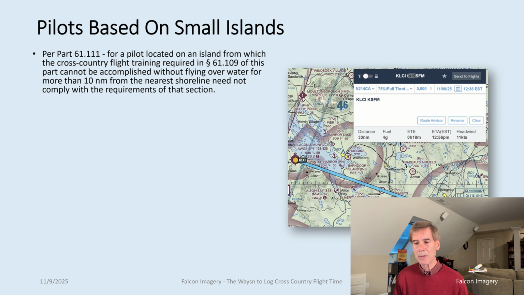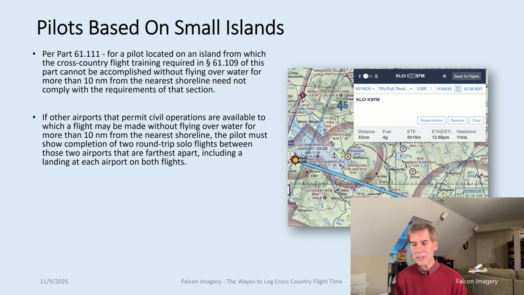Then we have pilots based on small islands, let's say St. Thomas, Virgin Islands, or something like that. So per Part 61.111, for a pilot located on an island from which the cross-country flight training required in 61.109 of this part cannot be accomplished without flying over water more than 10 nautical miles from the nearest shoreline, they need not comply with the requirements of that section in order to get their pilot's license. If other airports that permit civil operations are available to which a flight may be made without flying over water more than 10 nautical miles from the nearest shoreline, the pilot must show completion of 2 round-trip solo flights between those 2 airports that are farthest apart, including a landing at each airport on both those flights.